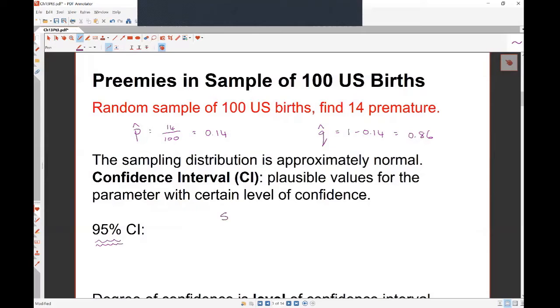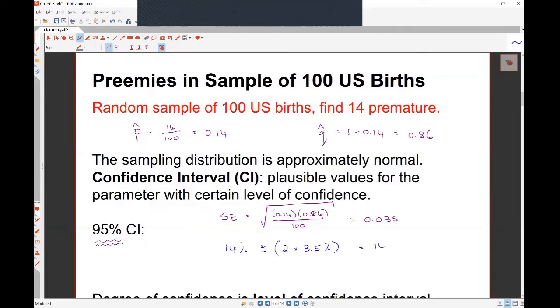This requires that I calculate my standard error, which in this example is p hat times q hat divided by n, square root of that entire quantity, which ends up being 0.035. So my 95% confidence interval is defined as my p hat value plus or minus 2 times my standard error, which in this case is 3.5%.